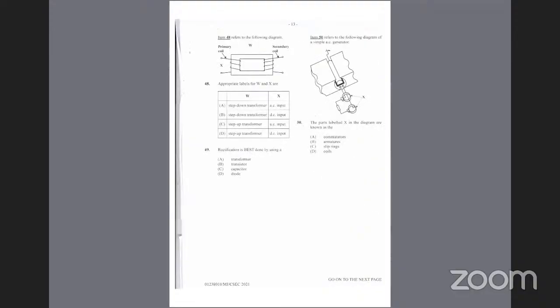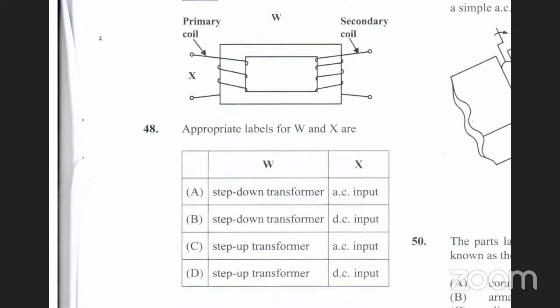47 is A. This one's a transformer, right? If you look closely, it's always an AC input, right? So don't worry what it is. You have 3 coils here, and you have 1, 2, 3, 4 coils here. So you're stepping up. Right? You're going from smaller to more. So it's a step-up transformer.